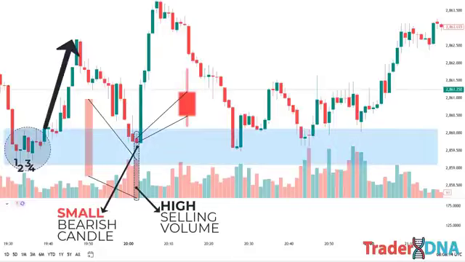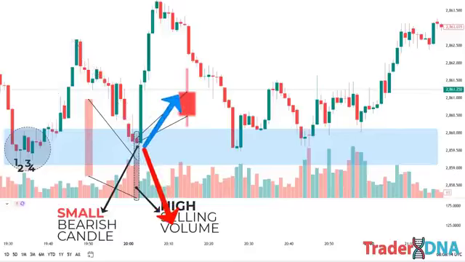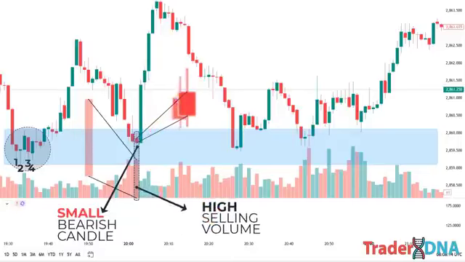But here's where things get really interesting. Price eventually comes back down toward this same support level. And as traders, we never know for sure if price will break through the support and keep falling or bounce off and continue its bullish trend. And then it happens! Anomaly number 3, high selling volume but a small bearish candle. Look at this, insane selling volume is coming in, yet the candle barely moves.